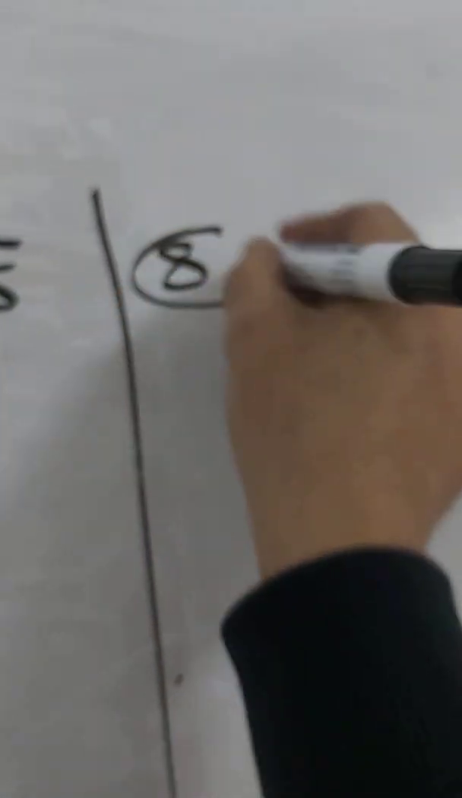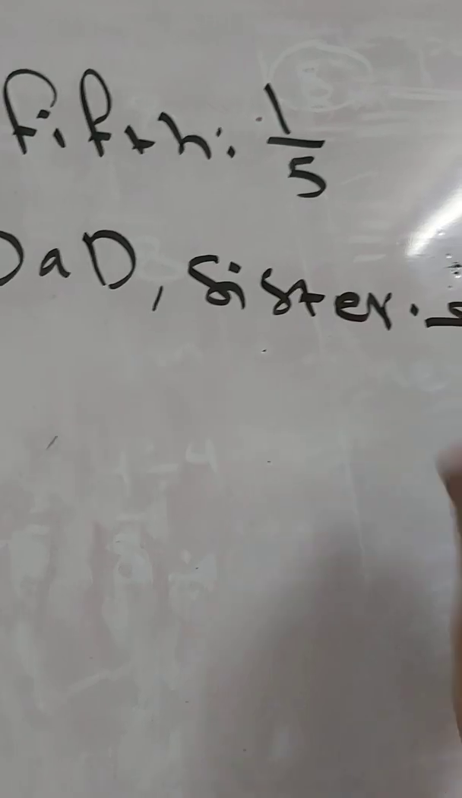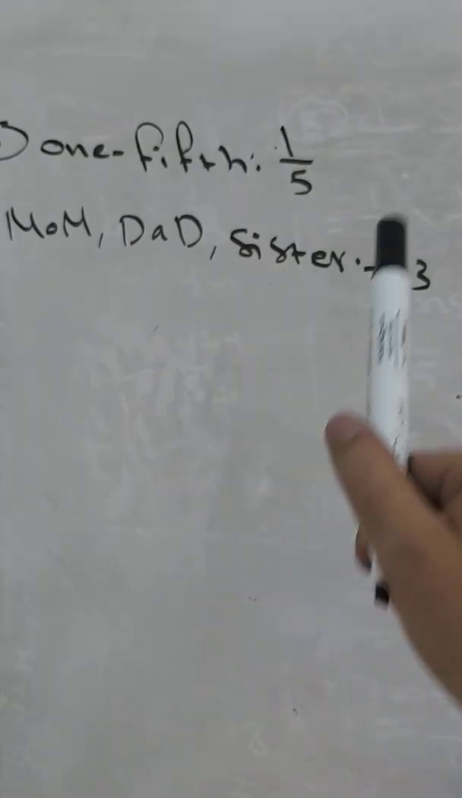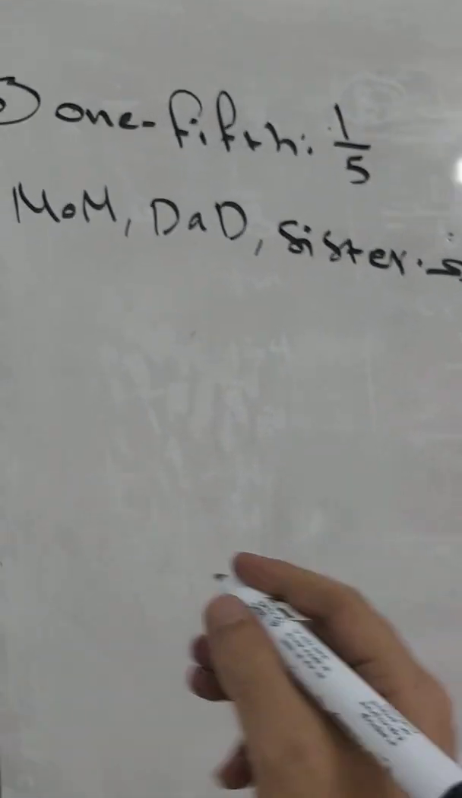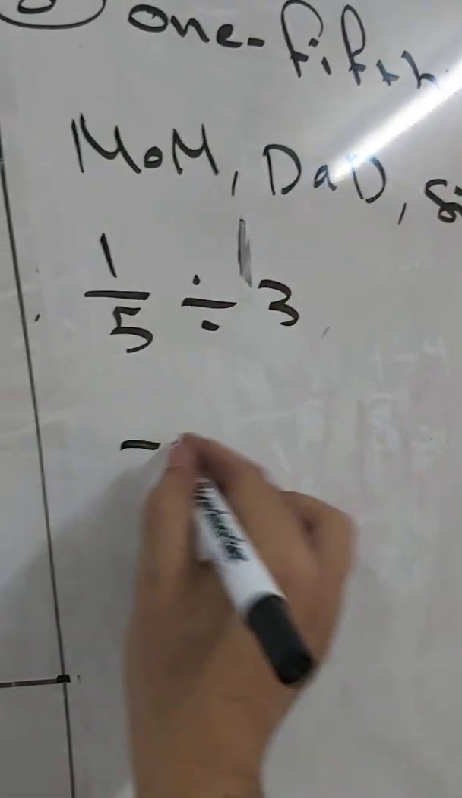This is question number 8. 1/5, guys, 1/5 means 1 over 5. And we have 3 people here, mom, dad, and her sister, right? So we have 3 people. Now we want to know how much each one will get from the messages. So we'll divide the total of the messages by the number of people. So 1 over 5 divided by 3, and we will do the steps.